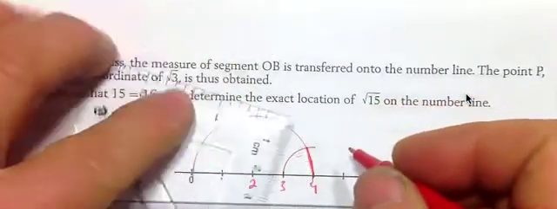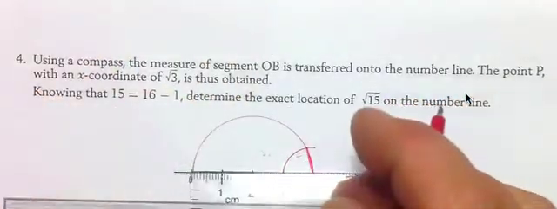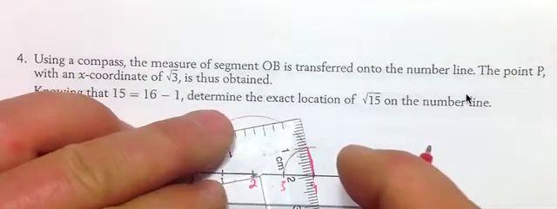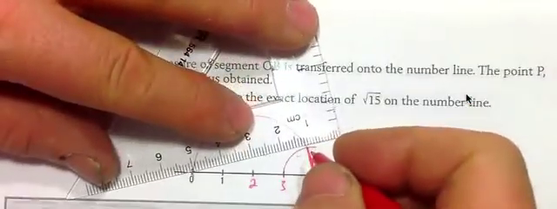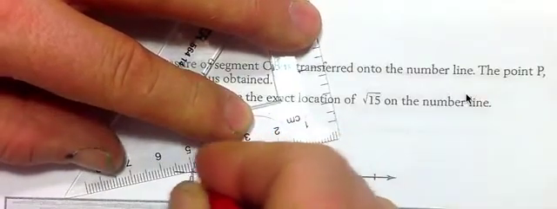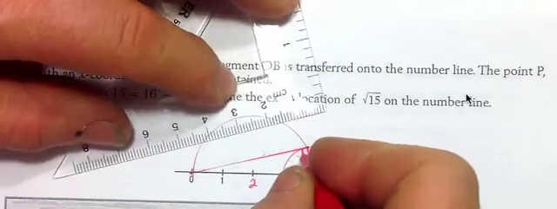Okay, and these are centimeters, and you can measure that as a centimeter. Good. And this length is therefore my square root of 15. Like that. And there's my right angle.